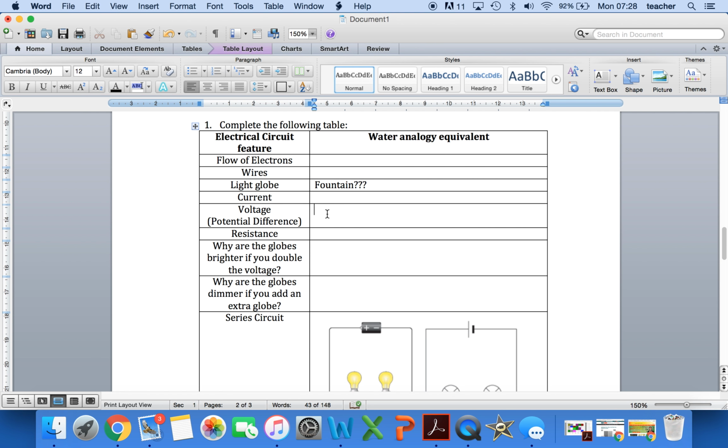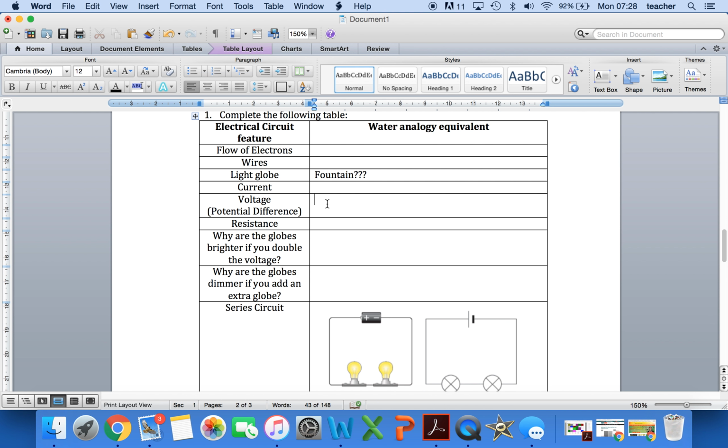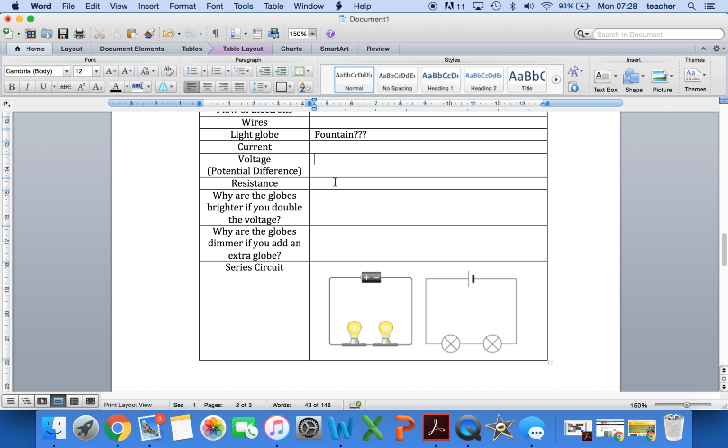The voltage, as I said, it is a difficult one. If you can't get that one, that's okay. We'll go through that together later on, but see if you can have a go. And then drawing some examples here.